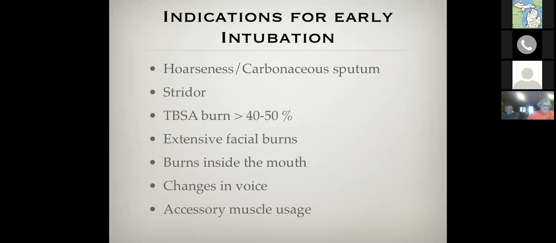So here, I kind of jumped ahead a little bit, but here are some of the indications for early intubation: hoarseness or blackened sputum, stridor, total body surface area of burn greater than 40 to 50%, extensive facial burns, burns inside the mouth, change in voice, and finally accessory muscle usage. These people are working hard, and that's primarily because their airway is closing around them due to all of that inflammation caused by the burn.